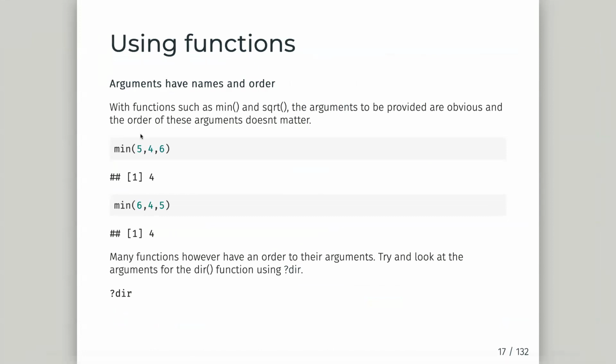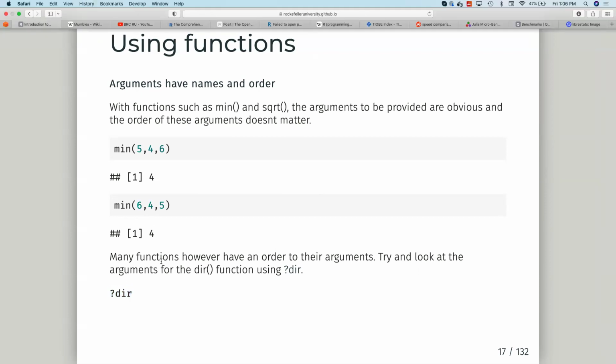Arguments do have names and order. With functions like I've deliberately shown now, min and square root, the arguments which can be provided are obvious. For square root, I'm going to give it a number, not a word or a string. For min, it's pretty obvious too. I'm looking for the minimum, so I'm going to give it a set of numbers. Many functions, however, aren't so obvious. The arguments are a little bit more complex. And in that case, using this question mark to look at what these take can be very important.